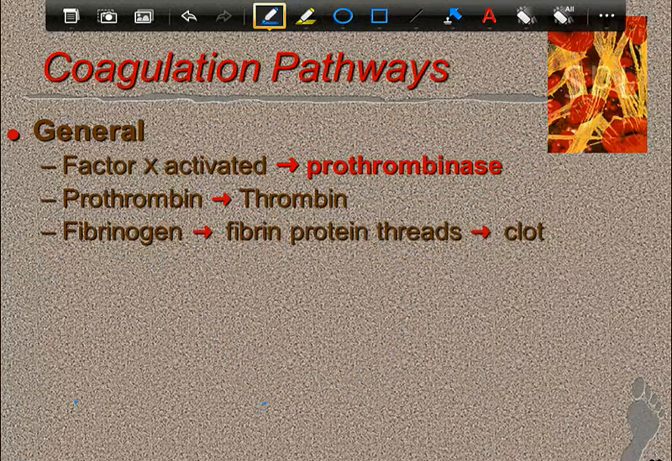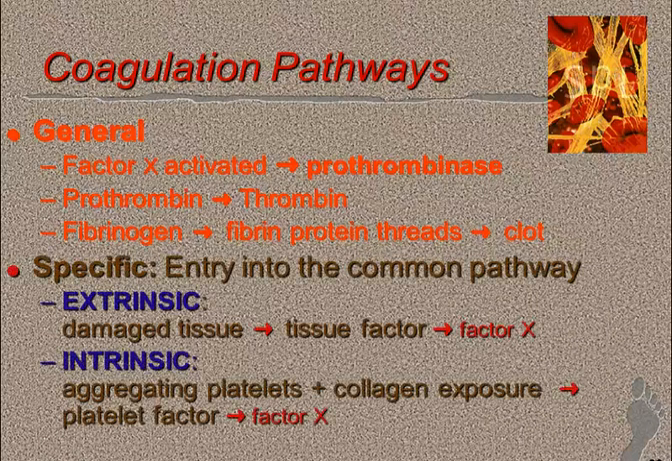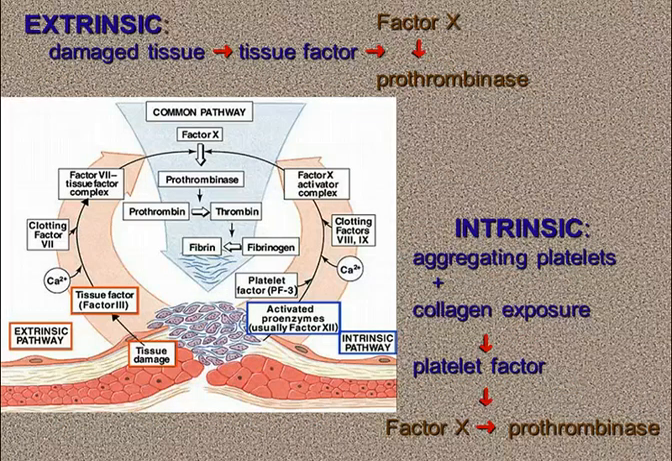Okay, now the details of the mechanisms getting into the general pathway. We've got two mechanisms, extrinsic and intrinsic. They both end in factor X, and then once factor X or factor 10 is produced, now you're into the general pathway. Again, it's like coming in your driveway two different ways down the alley. Okay, so let's go extrinsic first.